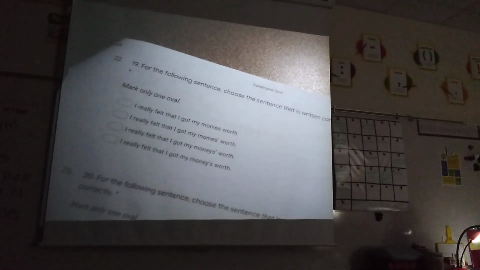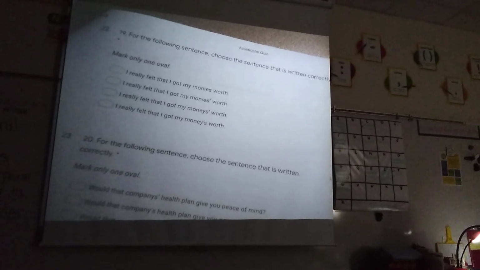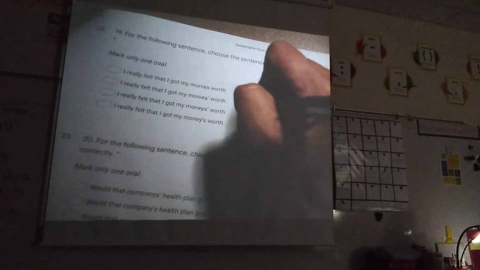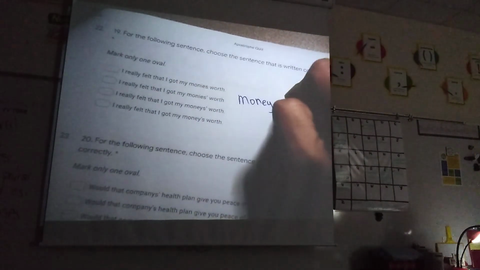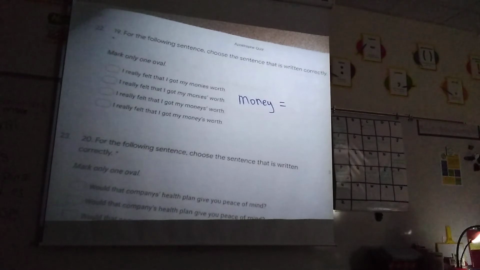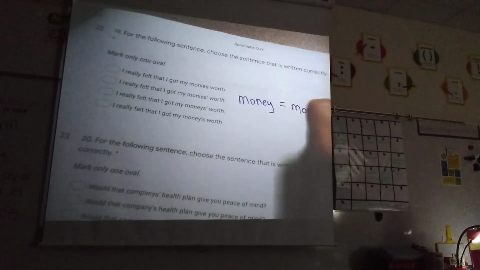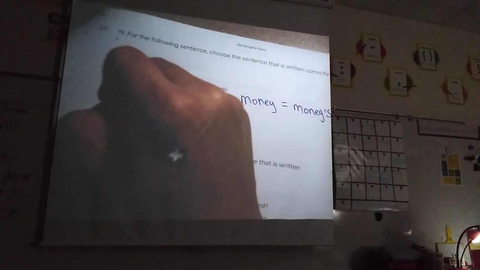Number 19, I really felt that I got my money's worth. Again, what do we do to a word to show ownership of the money? You would just add the apostrophe S. So our response would be the last.